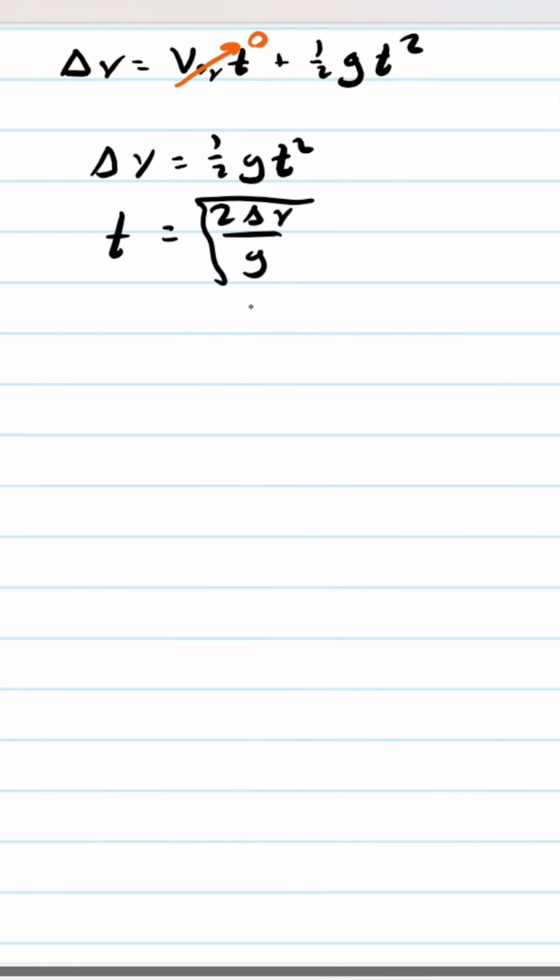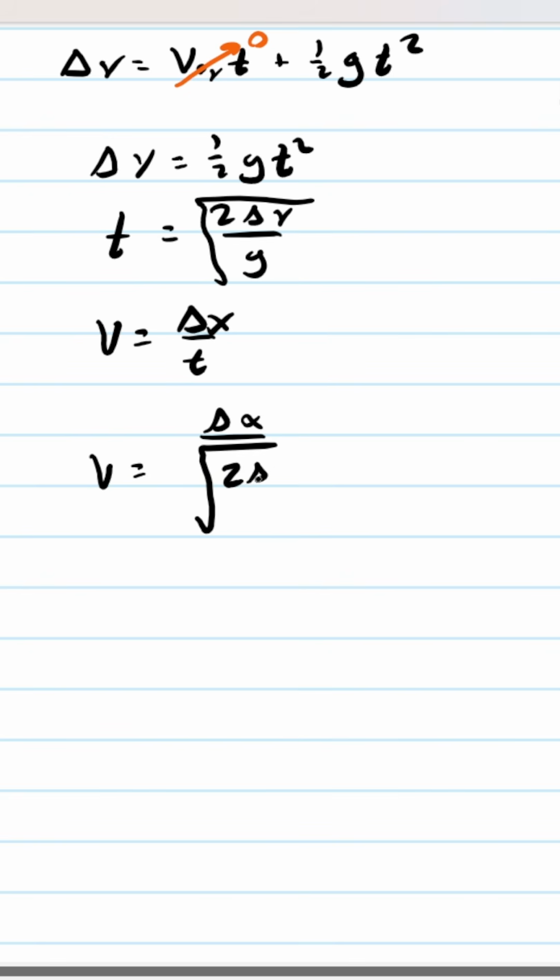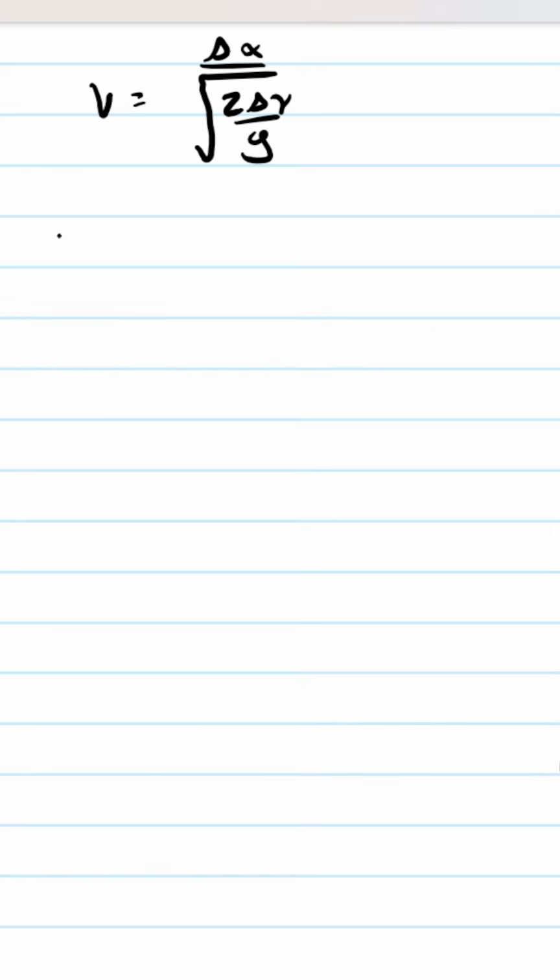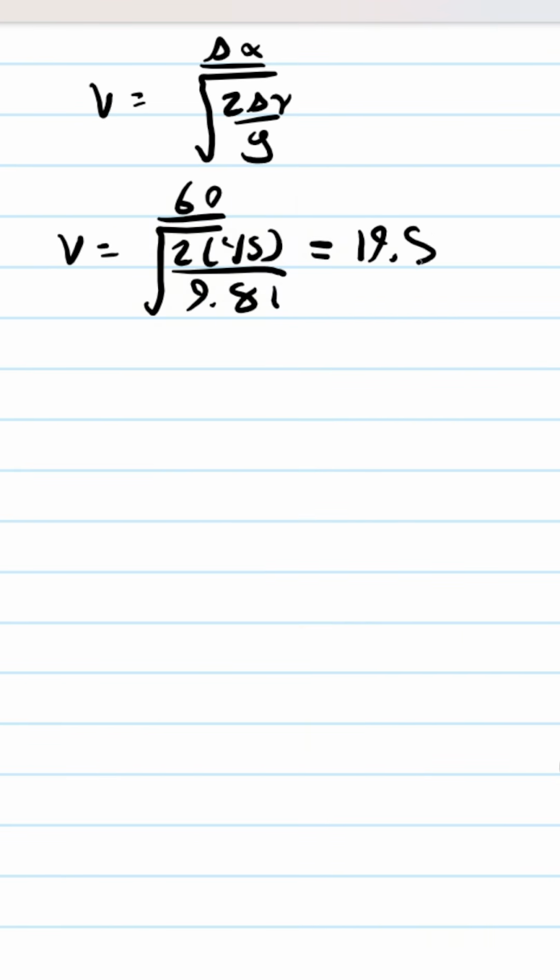Now we can go ahead and relate this to the x direction. Since there's only horizontal velocity initially, and the x direction's acceleration will be 0 since we're assuming no air resistance, the velocity will equal the change in distance over time. And we're given this change in x, so we can get that the velocity equals the change in x over everything we just calculated for the time. Now we can go ahead and plug in the variables we were given, and we see that the velocity is 19.8 meters per second.